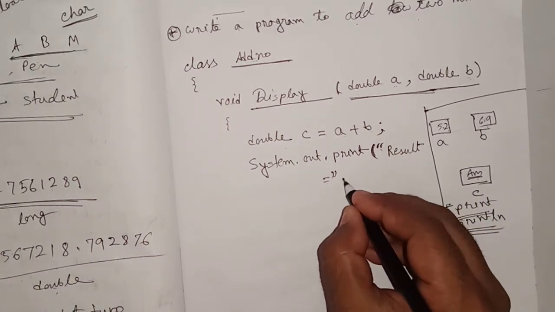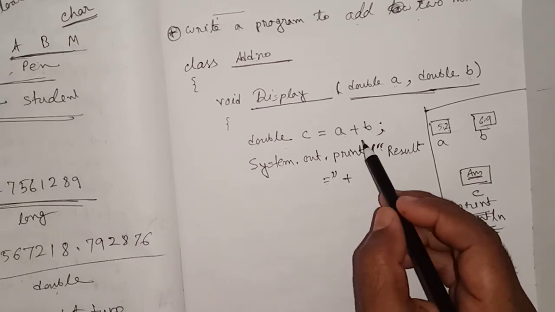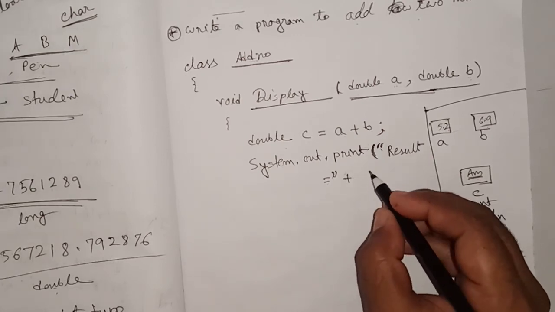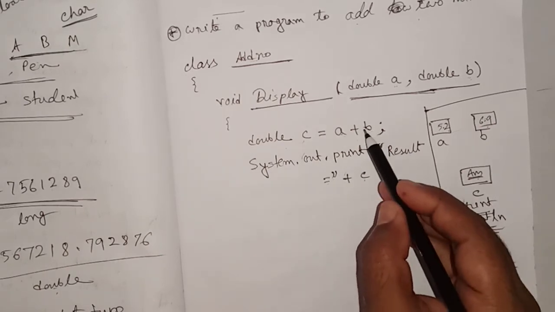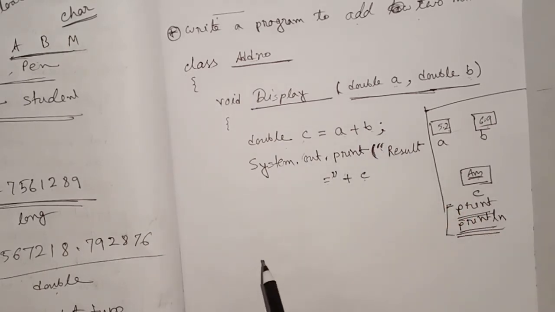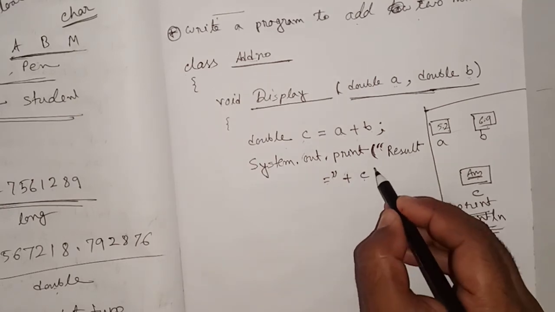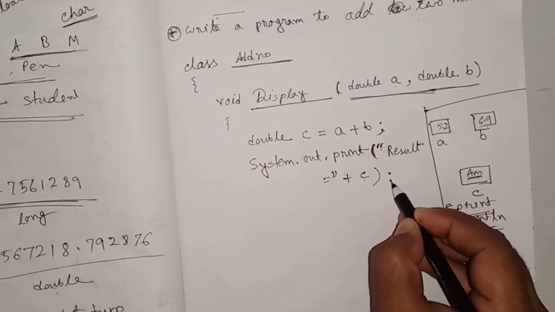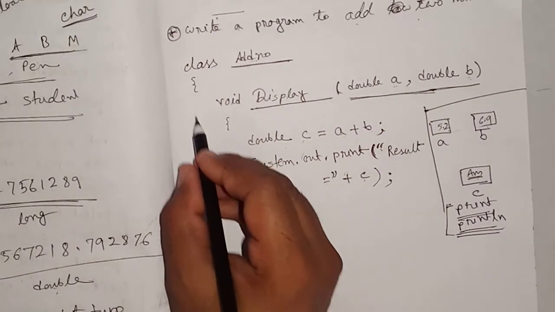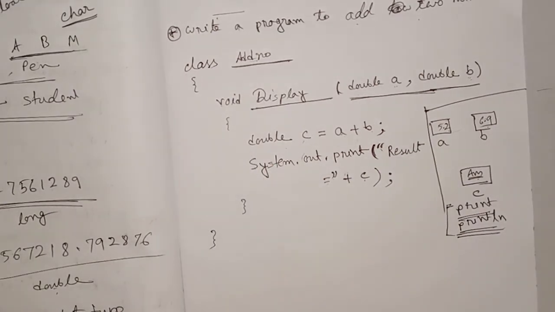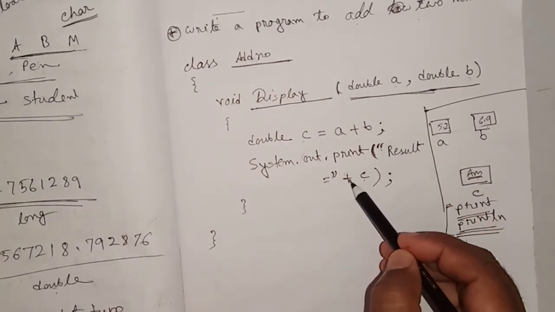Okay, then plus, and what is the difference of plus? I'm telling these two differences. Okay, and this C and this C are the same, but this plus and this plus are not the same. Bracket close, semicolon, this bracket close, and this bracket close. Okay, so I'm telling the meaning of this one.